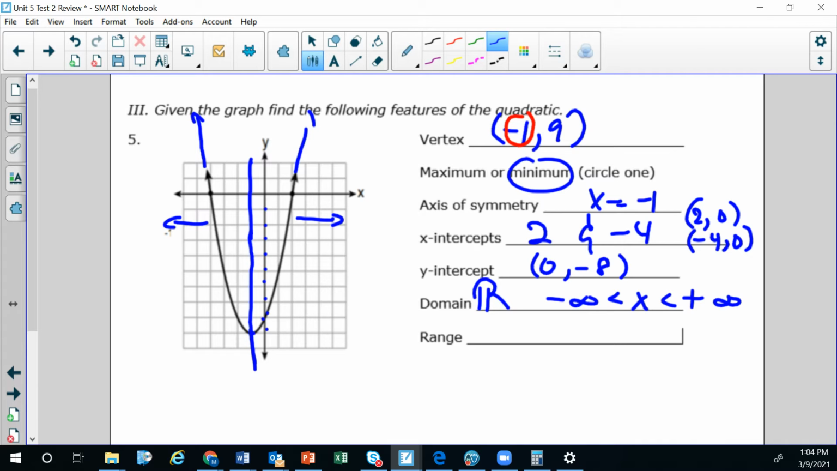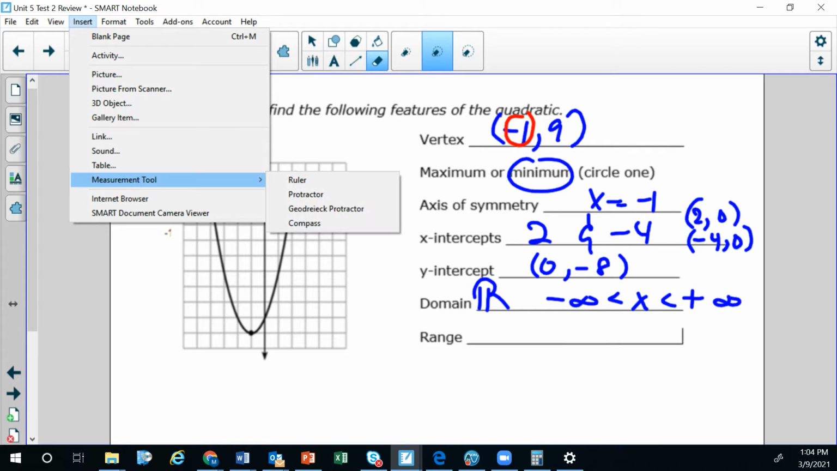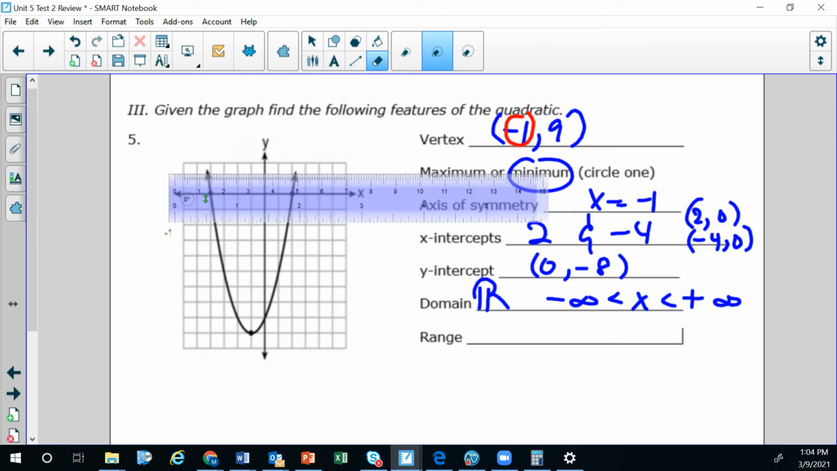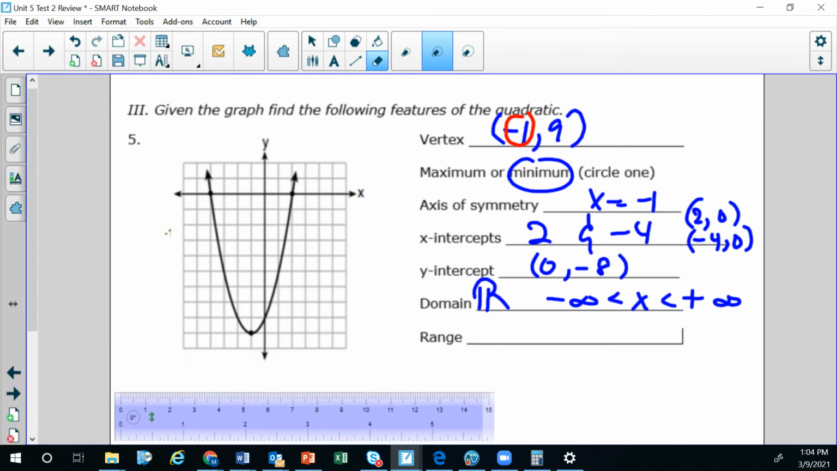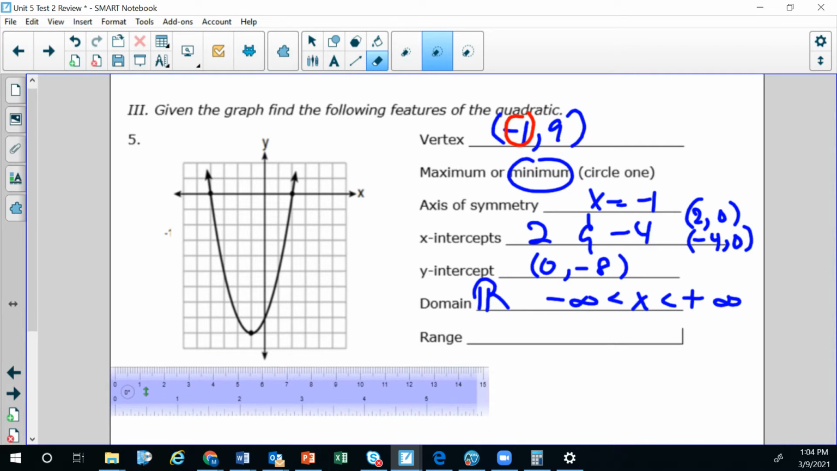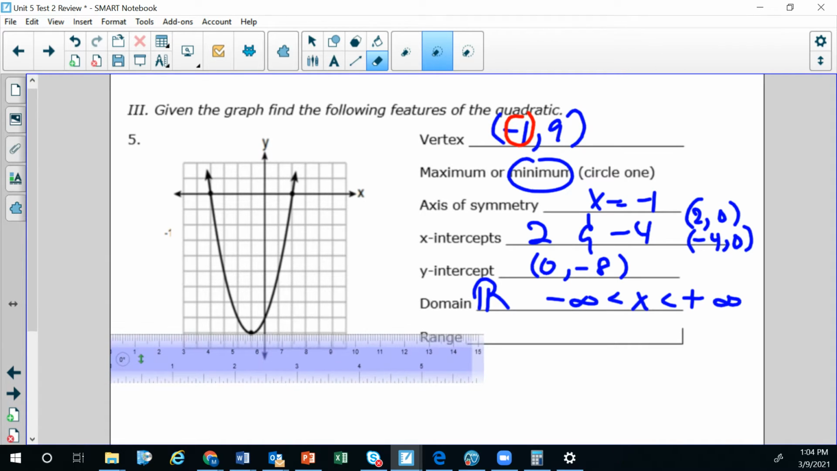Okay, range. How do we get the range? Well, let me erase this for a second. Now remember, range are the y values, or the height of the graph. So if I have a ruler right here, I'm going to go up. I'm going to approach the graph from the bottom, and wherever the ruler touches the graph, that's the beginning of the range, and that is -9, right? So that's the lowest point of the range, -9.